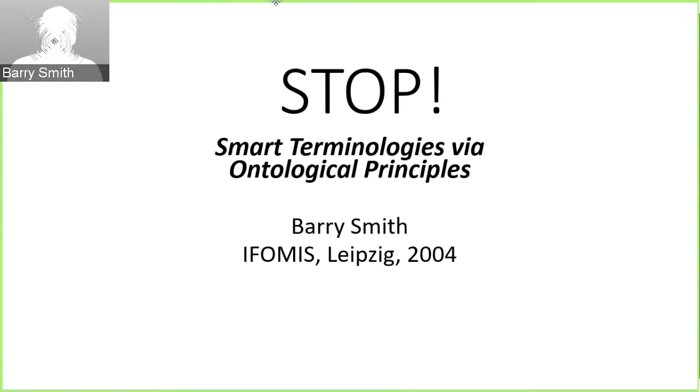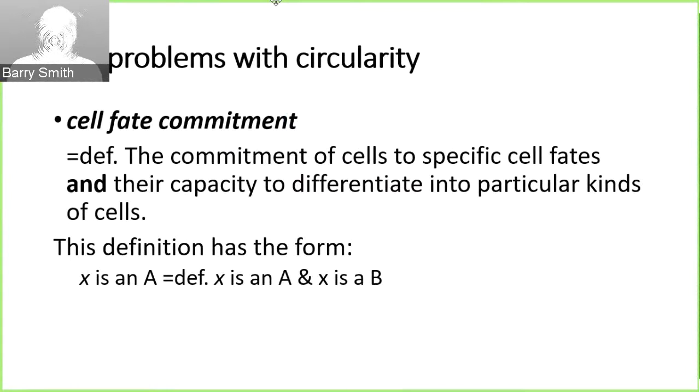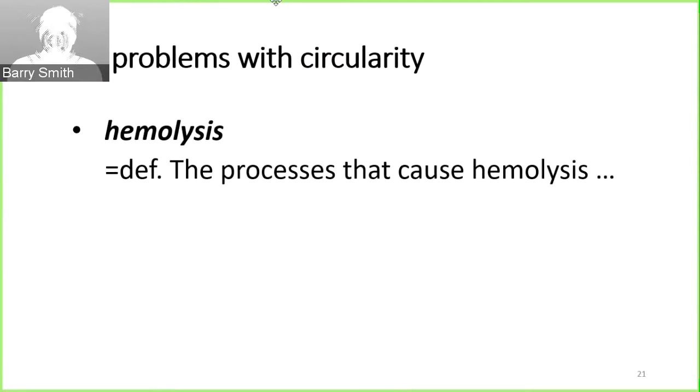First of all, many of their definitions were circular. So self-fate commitment is defined as the commitment of cells to blah, blah, and their capacity to differentiate. Now, this is a definition of the form X is an A means X is an A and X is a B. That is worse than circular. Another example, this is worse than circular, too. You cannot define hemolysis as the processes that cause hemolysis.